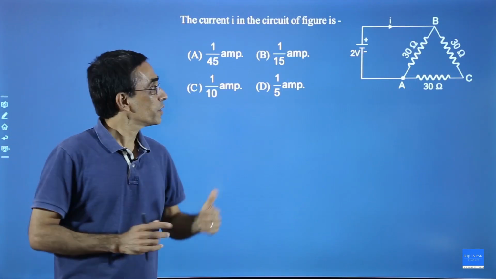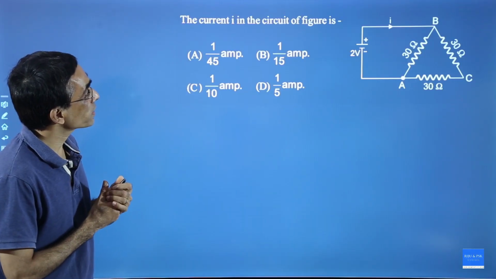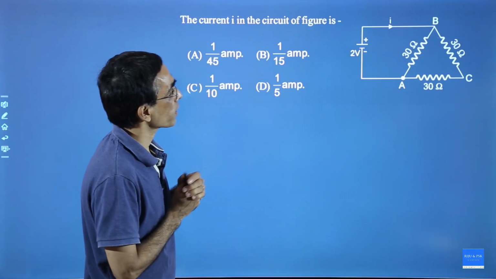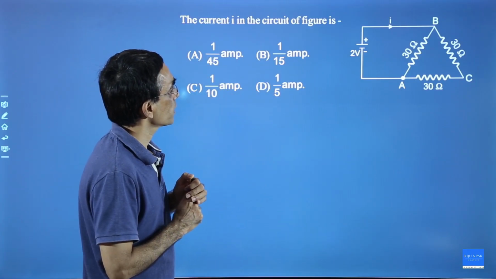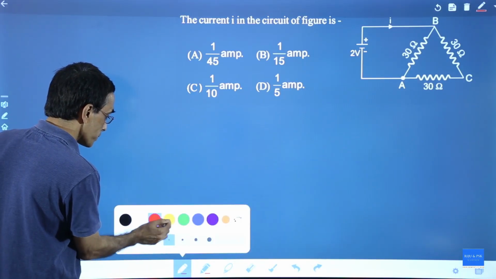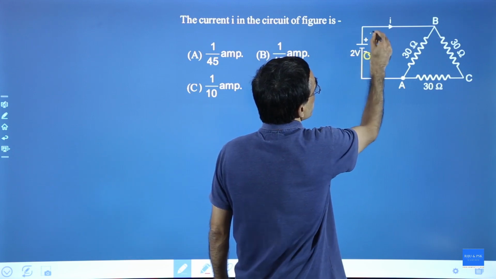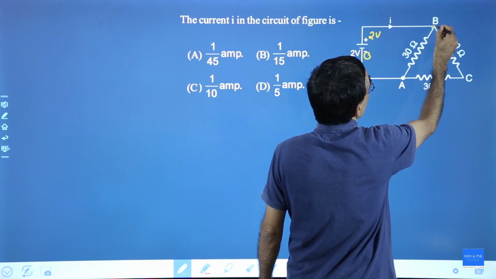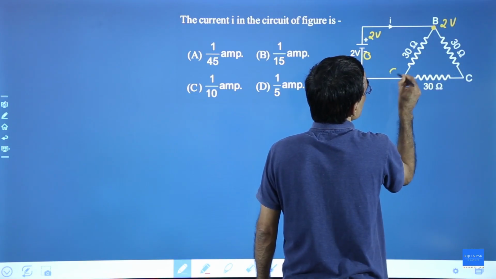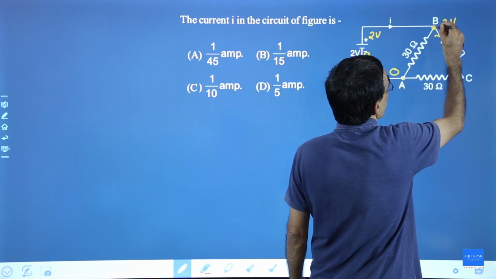Now, you can also try this question. What is the current I in the circuit? The current I here. How to find this current I? Use the concepts learned. The cell has got 2 volt, so take this as 0 volt, this as 2 volt. So at this point, potential should be 2 volt. At this point, potential should be equal to 0. Fine. Now you can see current flows here like this.